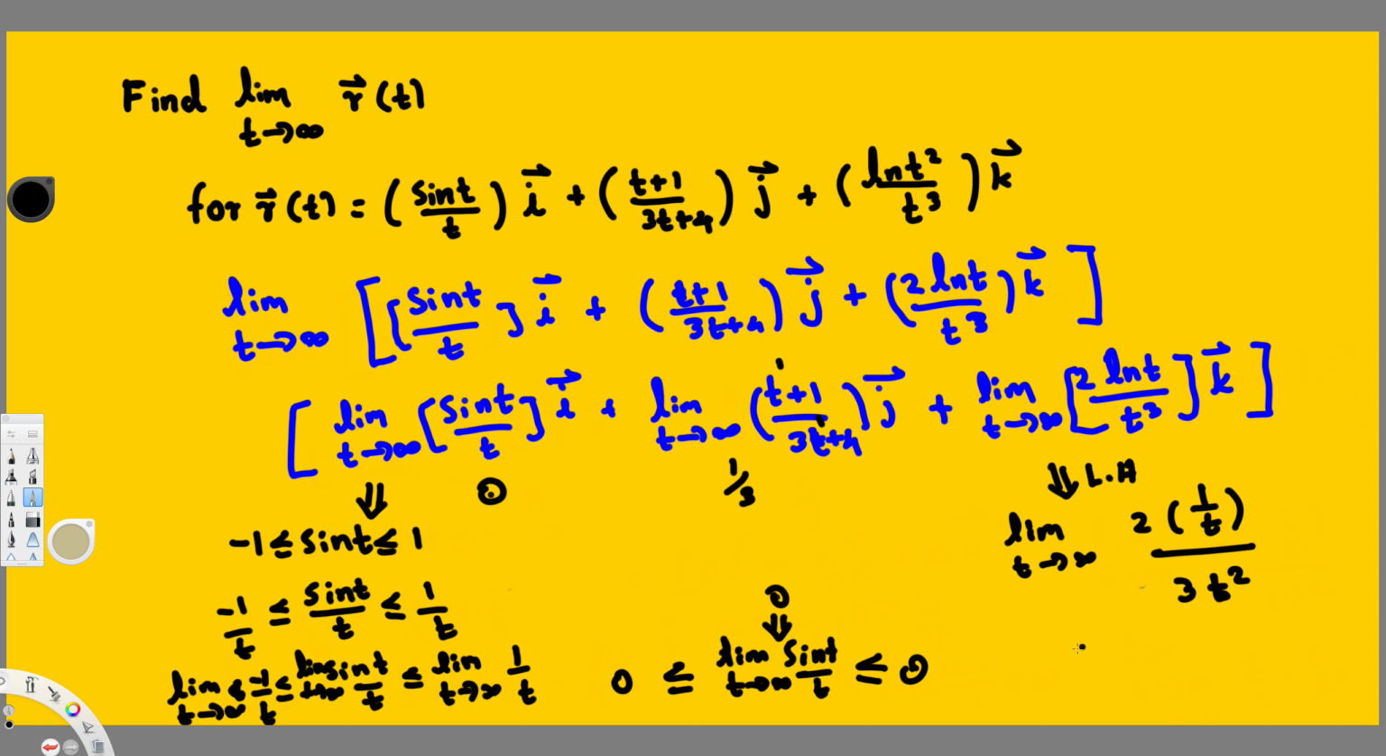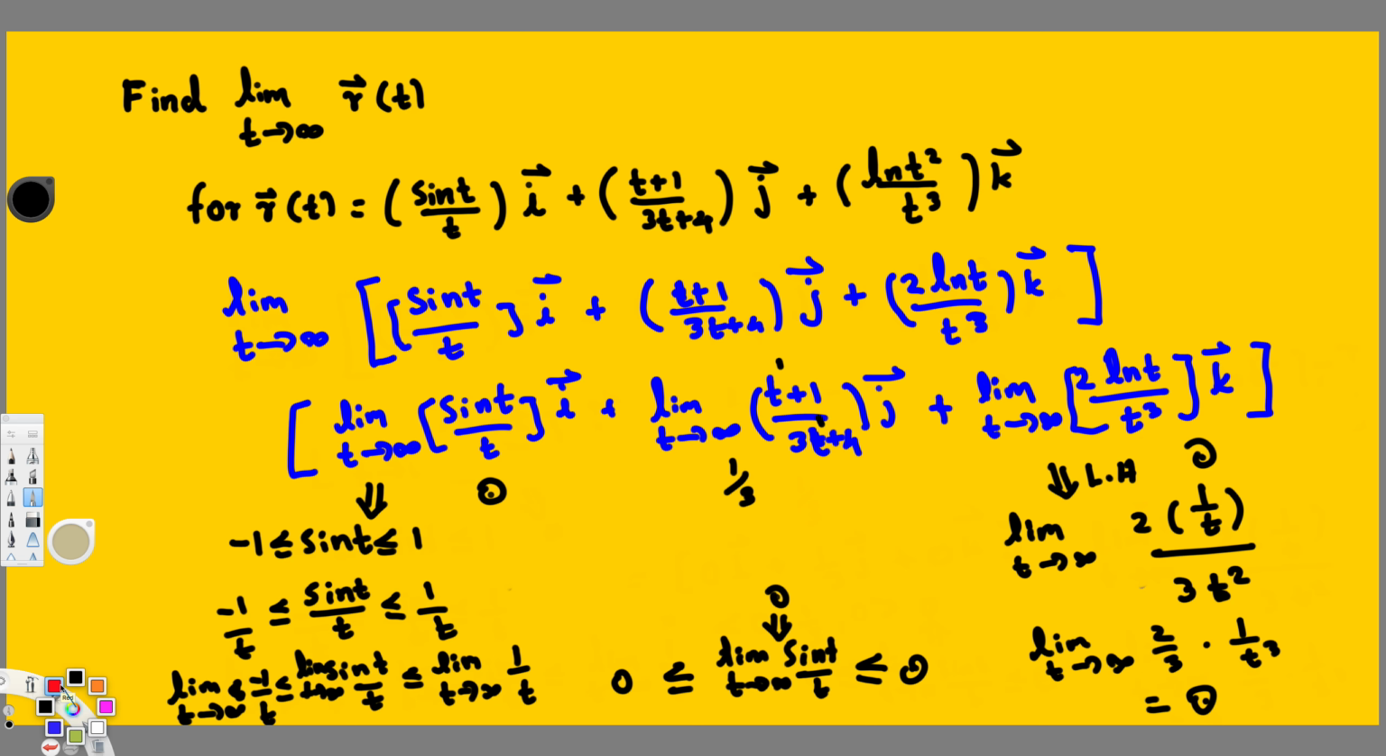Now we can rewrite this as the limit as t approaches infinity of 2 over 3 times 1 over t cubed. Now if you substitute infinity, this is going to make this one 0, right? Because 1 over infinity is 0, and 0 multiplied by any number is 0. Therefore, this limit is 0, right?